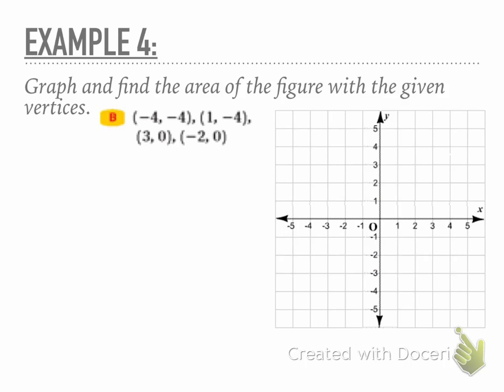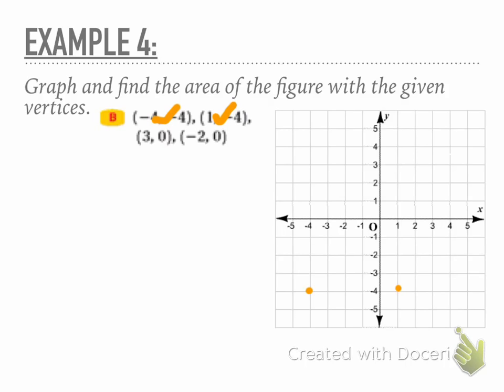Okay, let's do one more example like this where we've got our vertices, and so we'll go ahead and graph those to start with. Our first coordinate's at -4, -4. So we're going to walk to -4 and then ride down to -4 and put our first coordinate. And then our next one's at +1, -4. So I'm going to walk 1, ride down 4.